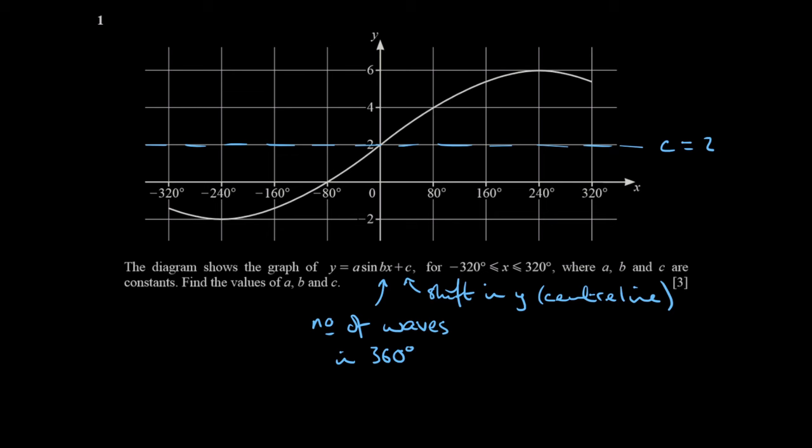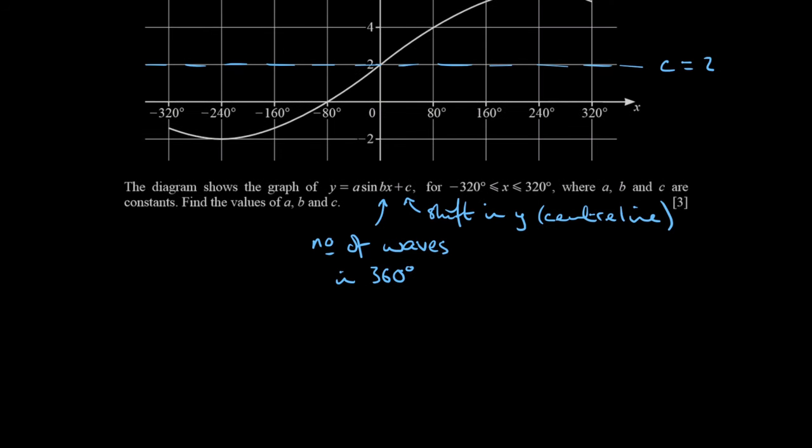So if we've got sine 2x, that means there are 2 waves in 360. If we have sine 3x, it means we have 3 waves in 360. Now, how is that related to the period T? The period T is the size of one wave. Well, it's going to be related through this formula: T is going to be equal to 360 degrees divided by b.